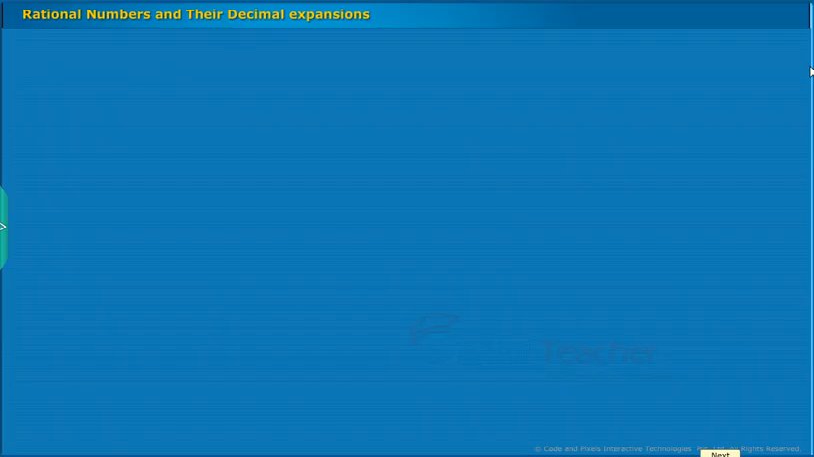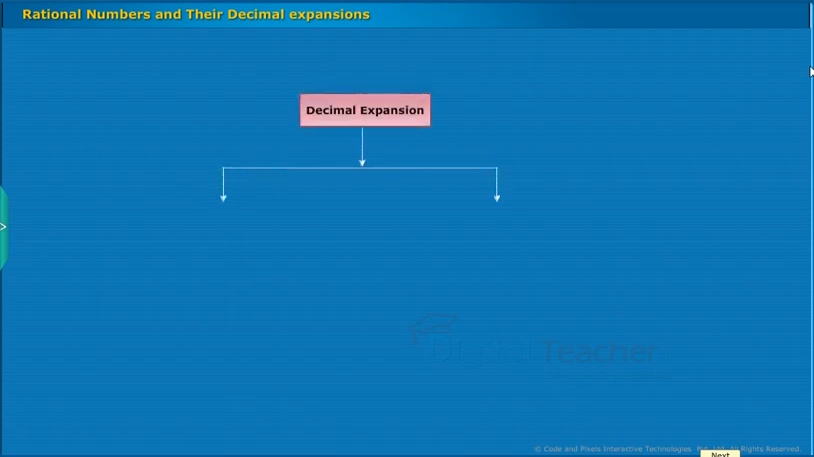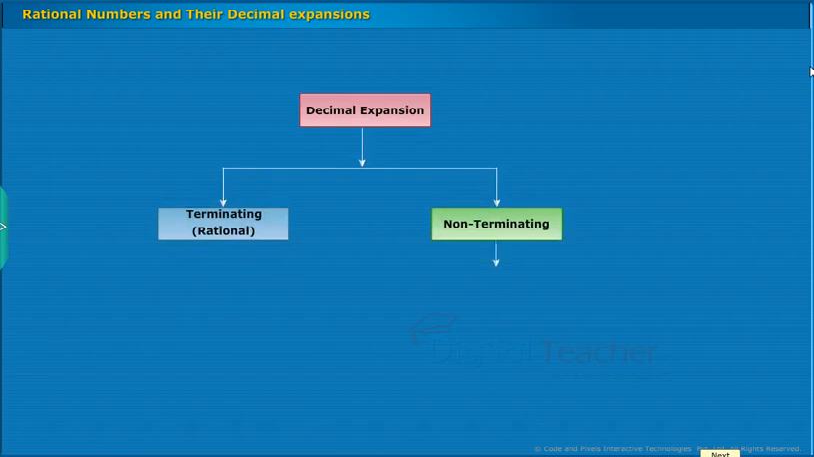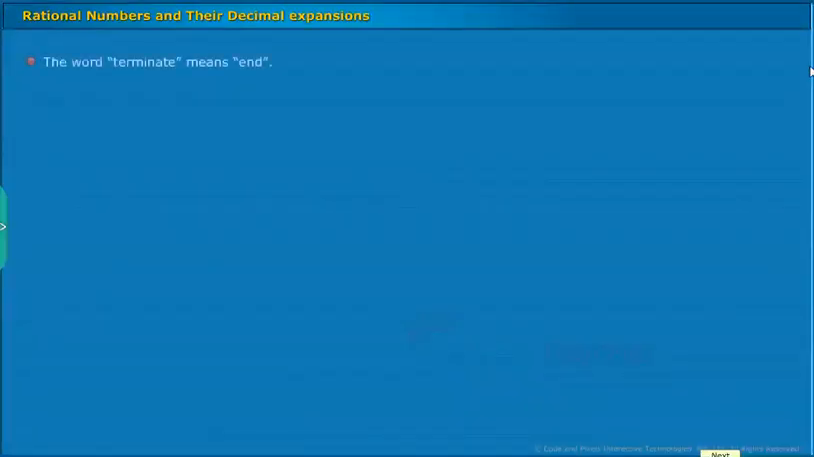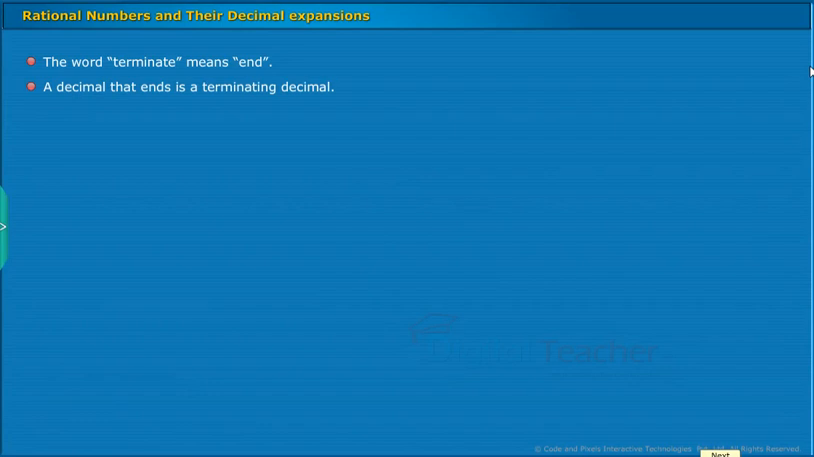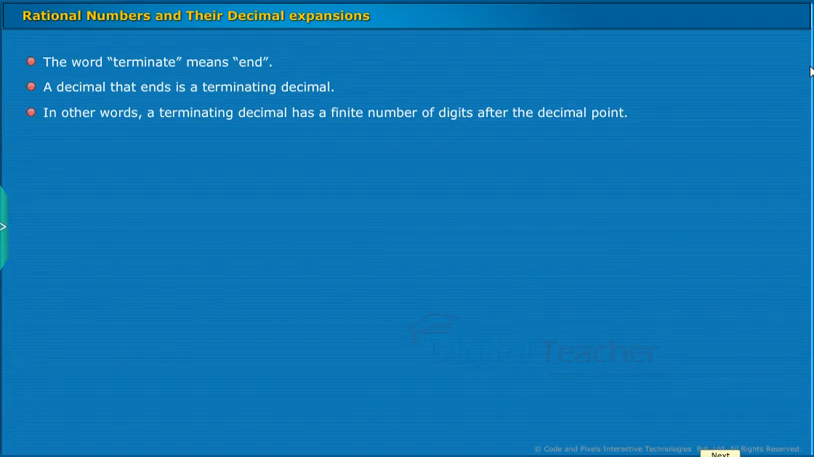Let us discuss rational numbers and their decimal expansions. Decimal expansion is classified into terminating and non-terminating. The non-terminating is further classified into repeating and non-repeating. Let us discuss each in detail. The word terminate means end. A decimal that ends is a terminating decimal. In other words, a terminating decimal has a finite number of digits after the decimal point.